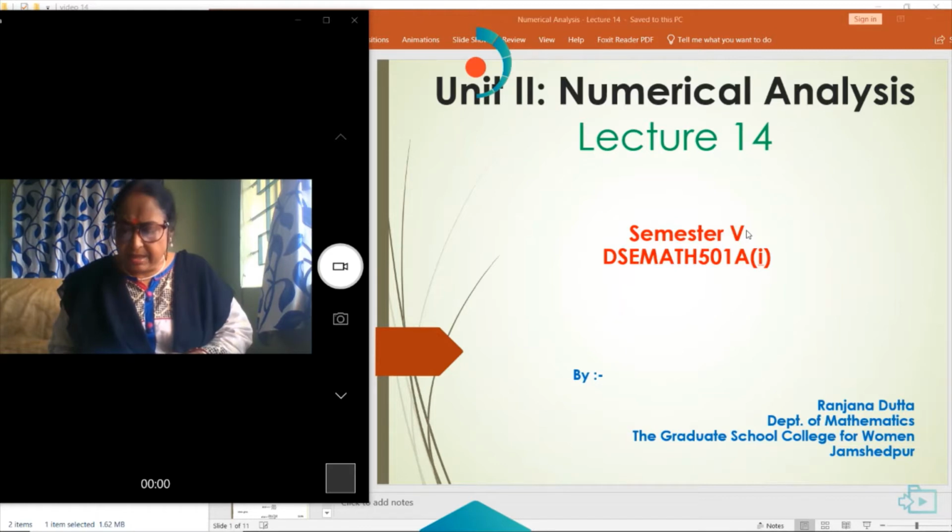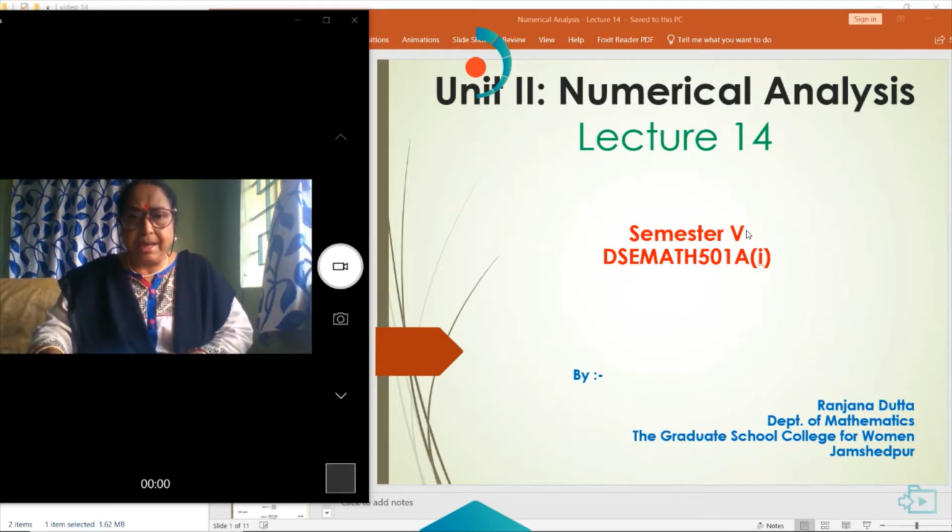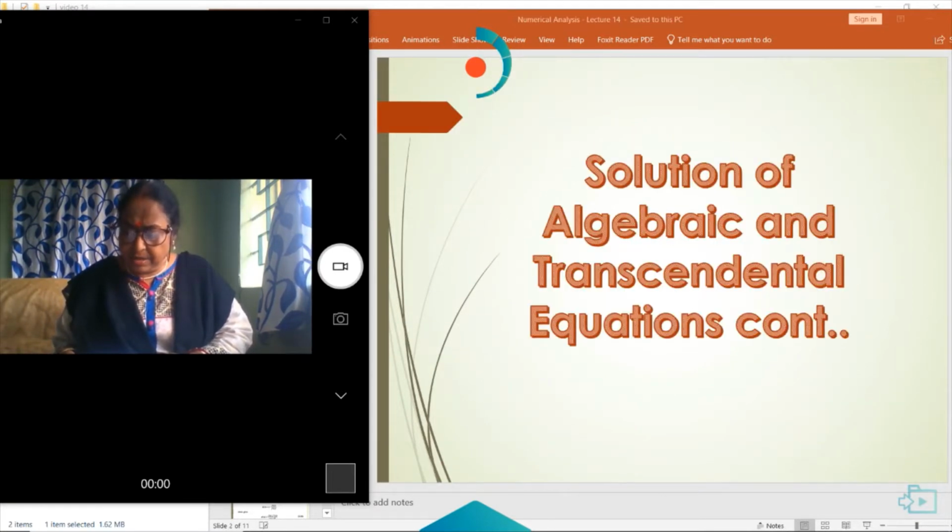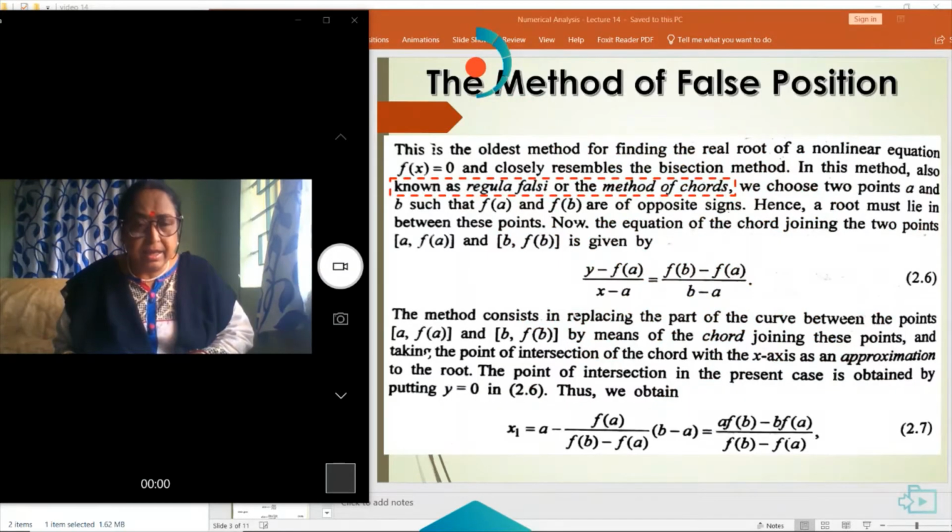Yesterday we studied the bisection method. Today we are going to study the method of false position under the algebraic and transcendental equation. The bisection method and the method of false position are very similar.